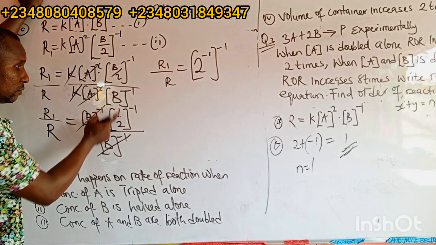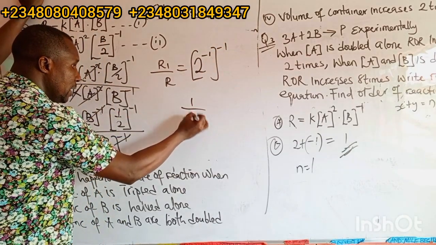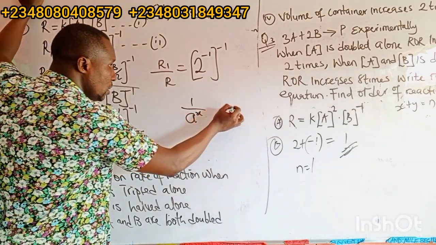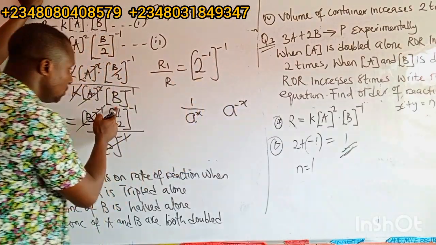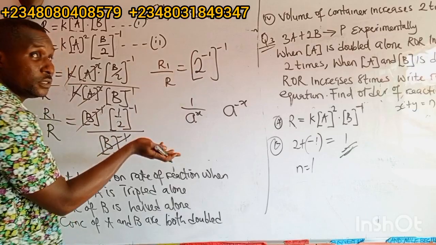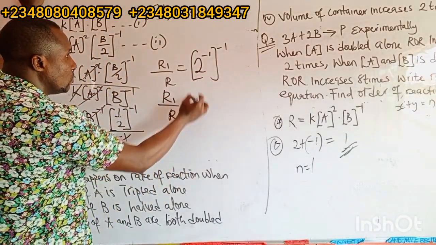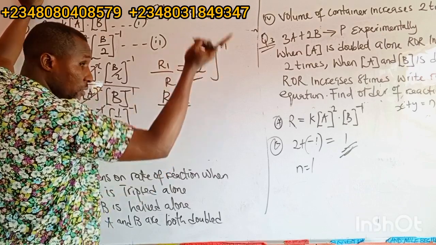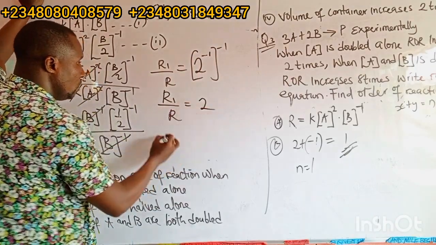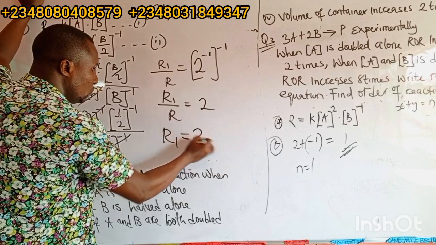That's the meaning of this. That means 1 over A, or it means what? A raised to power minus 1. This thing, 1 over, that means you have this. Please take note of that. You have R1 over R equal to this one, minus 1 times minus 1, that means 2. You have R1 equal to what?